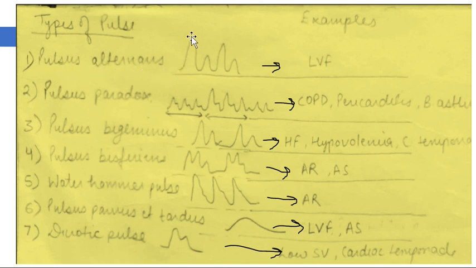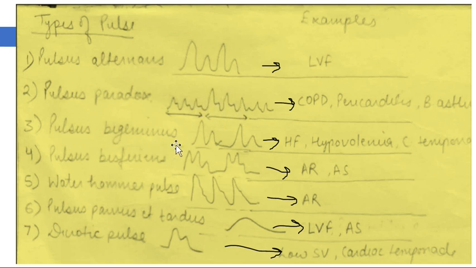Pulsus alternans: one high amplitude, one low amplitude, alternating. So they are alternating high and low amplitude, found in LVF, left ventricular failure. You don't need to learn these terminologies, just see the abnormal waveforms and their shapes so that you can remind yourself. Pulsus paradoxus means that in inspiration and expiration there are alternate low amplitude and high amplitude pulses. So low amplitude during inspiration and high amplitude during expiration.